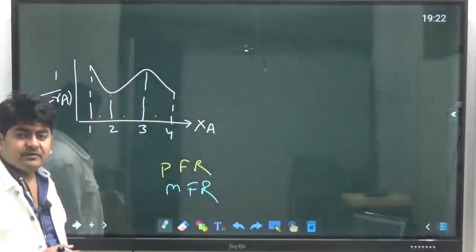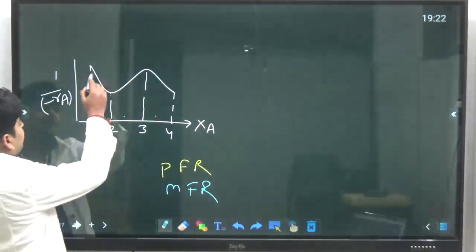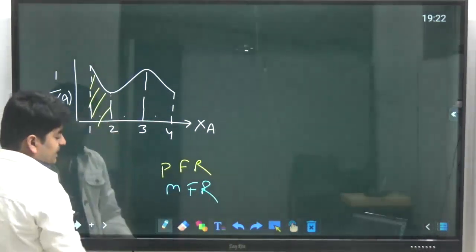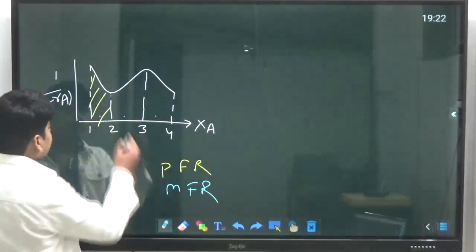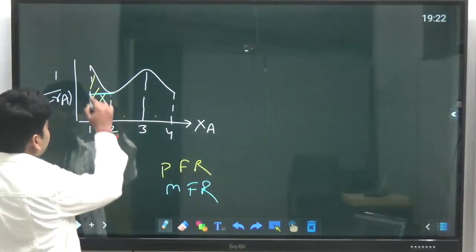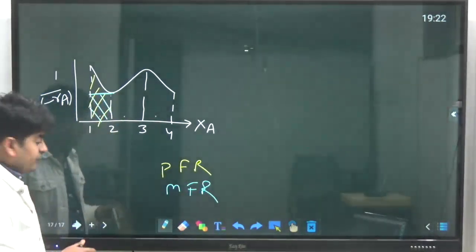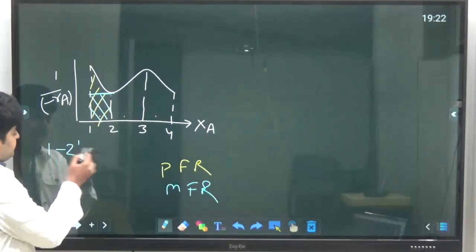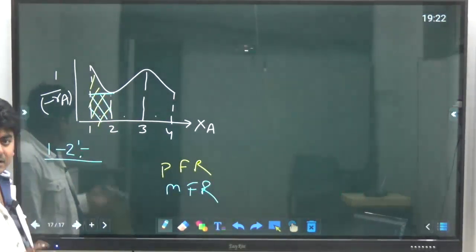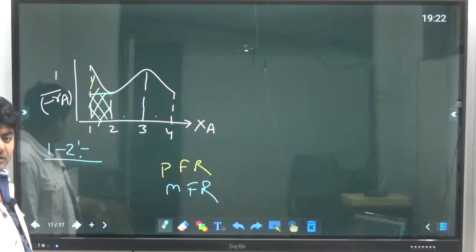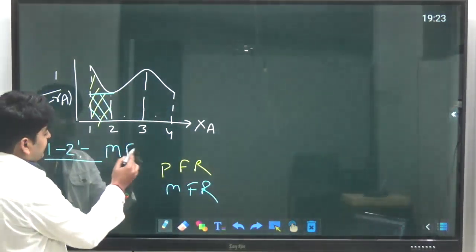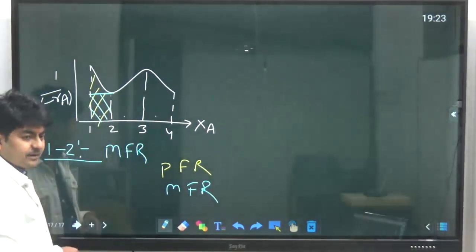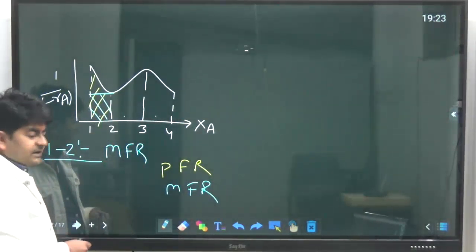So for the first case, the area governed by PFR will be the area under the curve, this much. And the area governed by MFR will be the rectangular area. So you can see for segment 1 to 2, which reactor is occupying the less area? MFR. So which reactor will require the less volume? Obviously MFR. So for the first segment, the best reactor will be MFR.